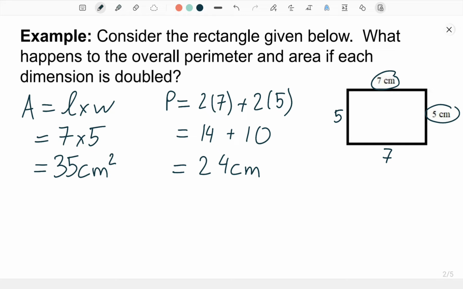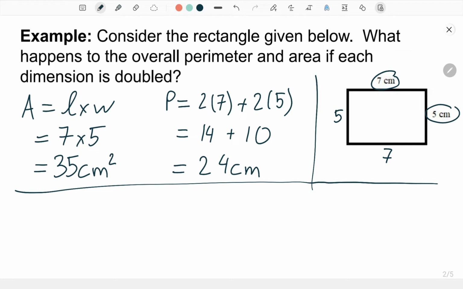So now we want to double those dimensions and then see how does that affect our area and our perimeter. I'm just going to draw a very bad rectangle here. So instead of 7, what's 7 times 2? Well, that's just going to be 14 centimeters. For the width, we're going to do 5 times 2, which is going to be 10 centimeters.